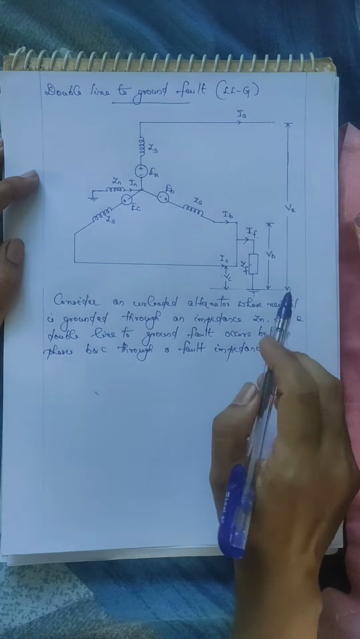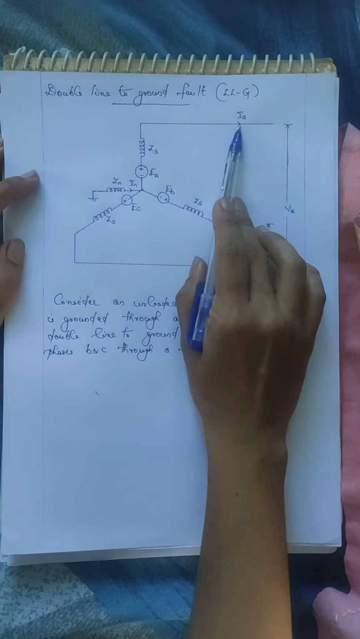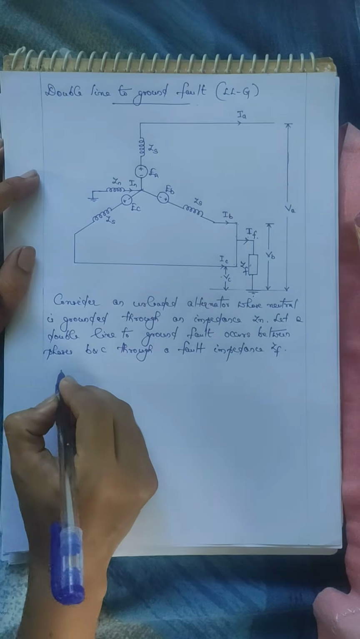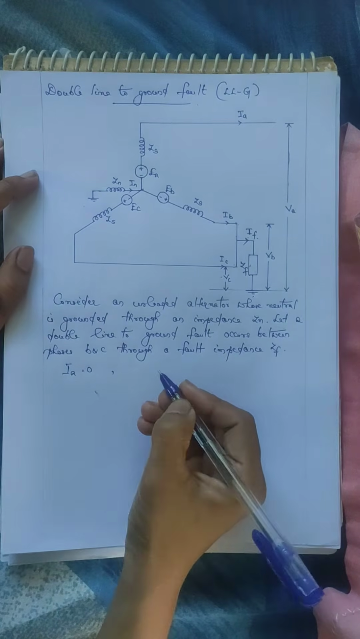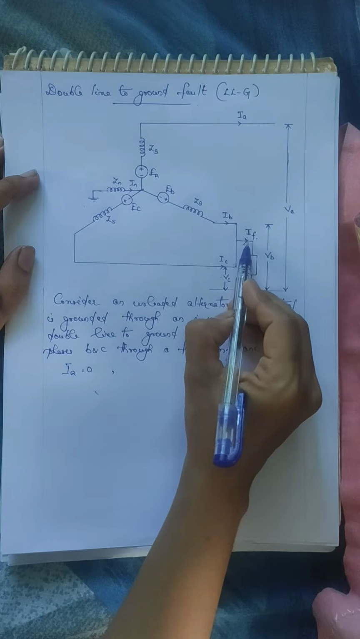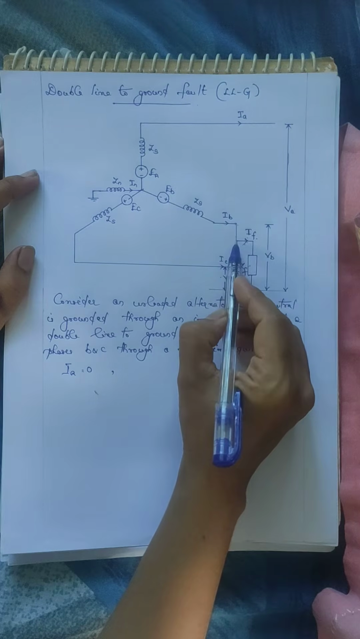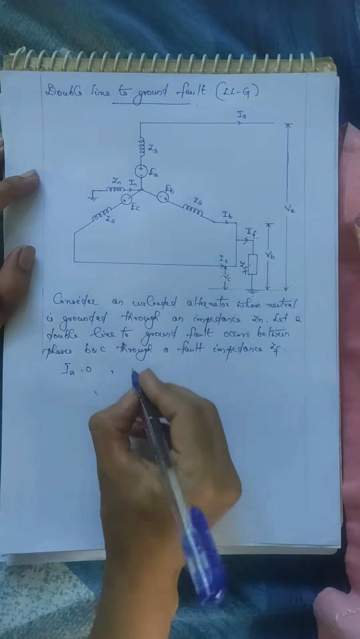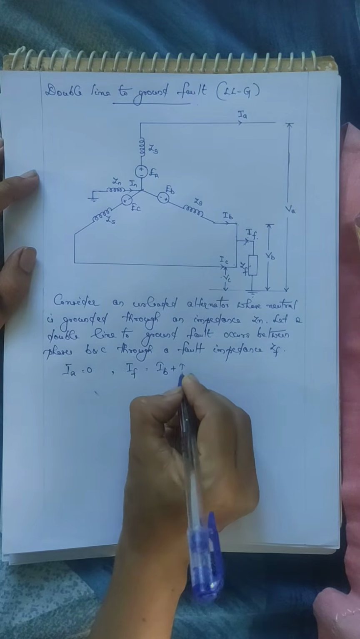The boundary conditions are: as the alternator is unloaded, the current flowing through phase A, IA, will be 0. This phase is open. So we can write IA is equal to 0, which is the first boundary condition. Then, this is the fault current IF, and IF is the sum of phase currents IB and IC. So IB and IC together flow through the fault impedance towards the ground. So IF is equal to IB plus IC.